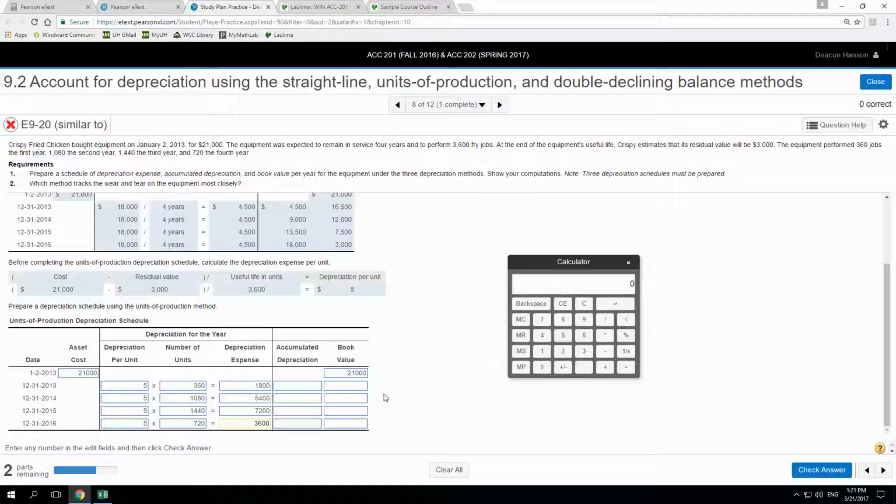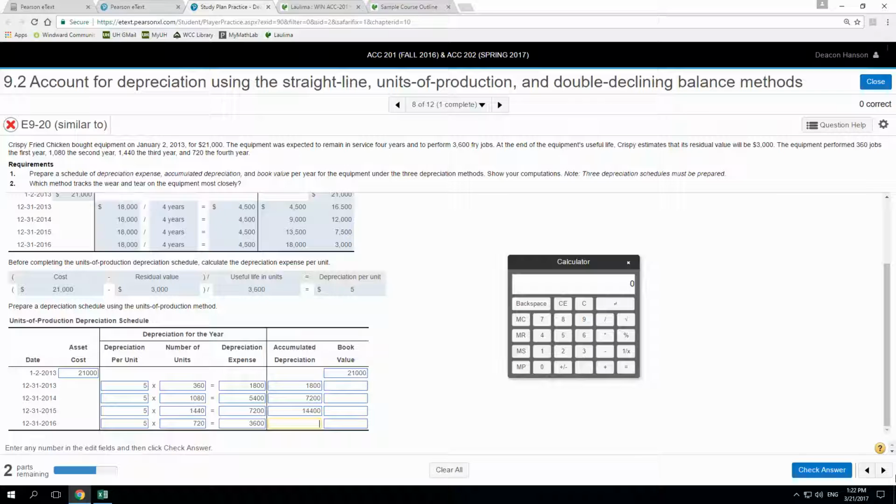Then what you're going to do is show how that accumulated depreciation account grows. So after the first year, you have 1,800 sitting there. After the second year, you're going to have 7,200, because you're taking that $1,800 balance and adding the current year's depreciation expense. And then we'll do the same thing. We're going to have 14,400, because I'm taking the previous balance and adding the current year's depreciation expense.